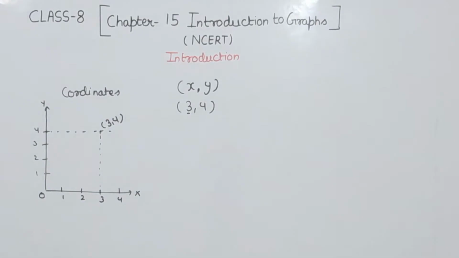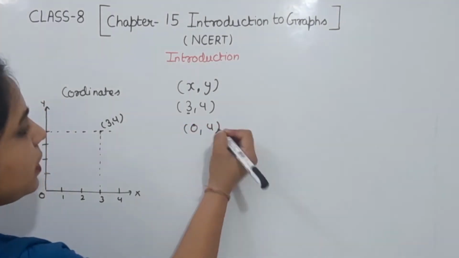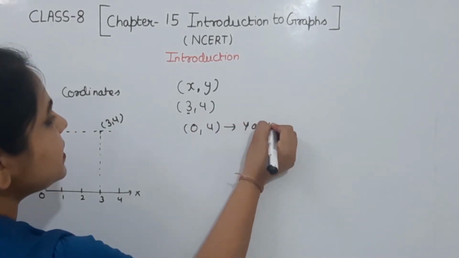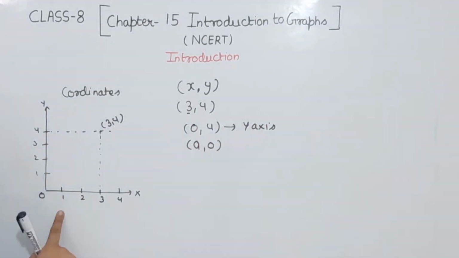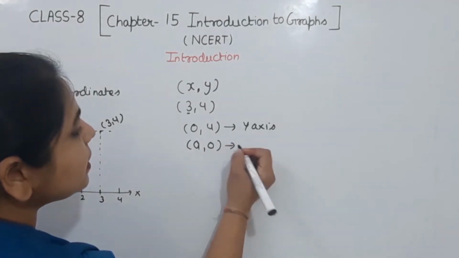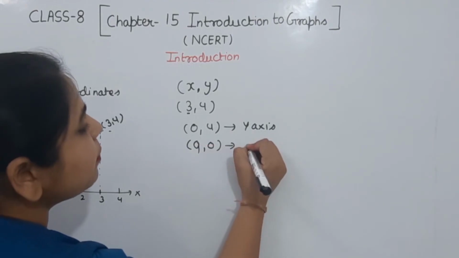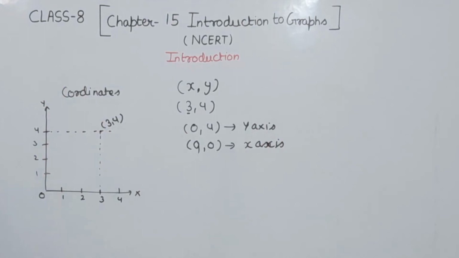Now coming to the next one. This is the way we can write the coordinates. Now if we have no value of x, suppose x is 0 and y is 4, then the coordinate will lie on the y-axis. If we have no value of y and we have the value of x, then the coordinate will lie on the x-axis. So this is the topic of coordinates.